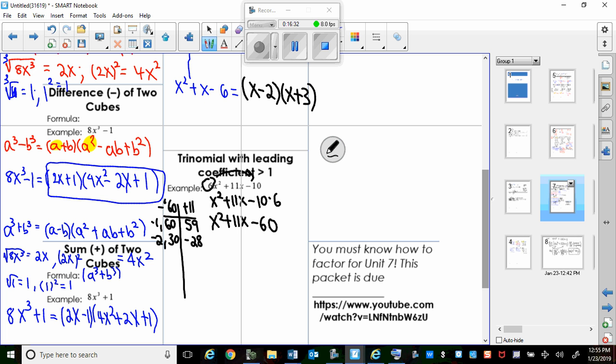3 is a factor, so negative 3 and 20. 20 minus 3 is positive 17. That doesn't work. We'll try negative 4 and positive 15. 15 minus 4 is positive 11. Those are my factors here. So I factor out x plus 15 times x minus 4.